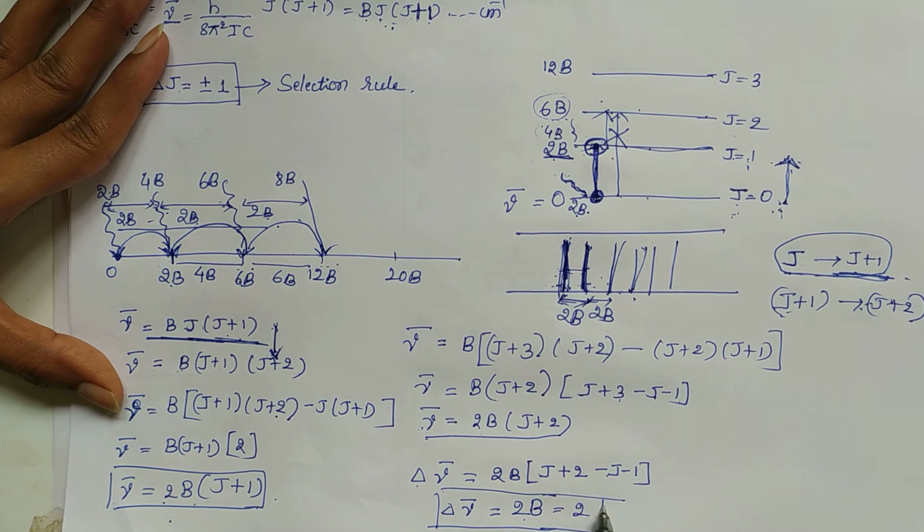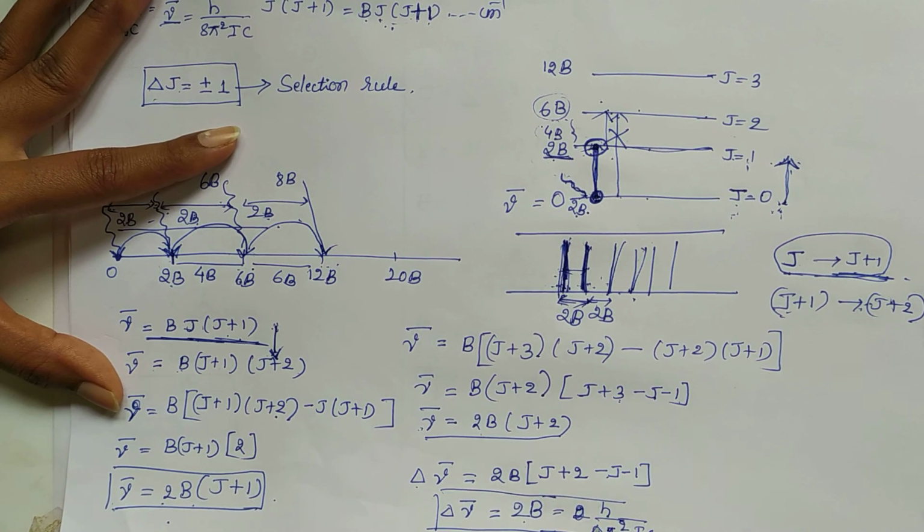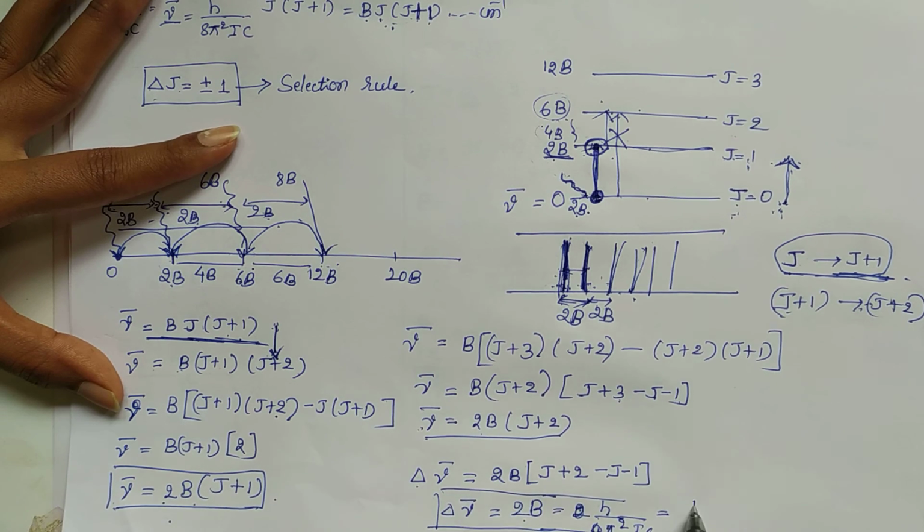If you substitute the value of B, already I have told, B is equal to h divided by 8 pi square Ic. And here this becomes equal to, 2 ones are 2, 2 fours are 8, h divided by 4 pi square Ic.